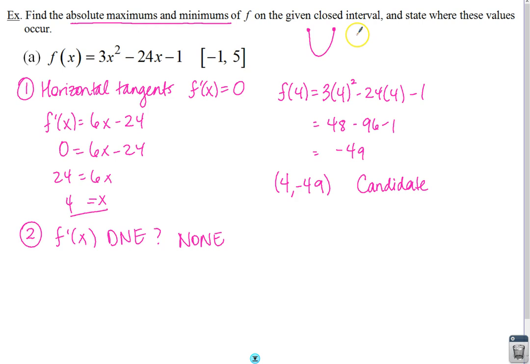Although I am guessing it looks like this, it might look like this. I know it's at least opening up because I have a positive leading coefficient, and it's an even-degree function. It's a parabola. I do know that. But what if I'm looking at just this part of my graph? I have no idea. So let's see. What do our endpoints look like? So we're going to check endpoints. Okay, let me go down a little bit here.